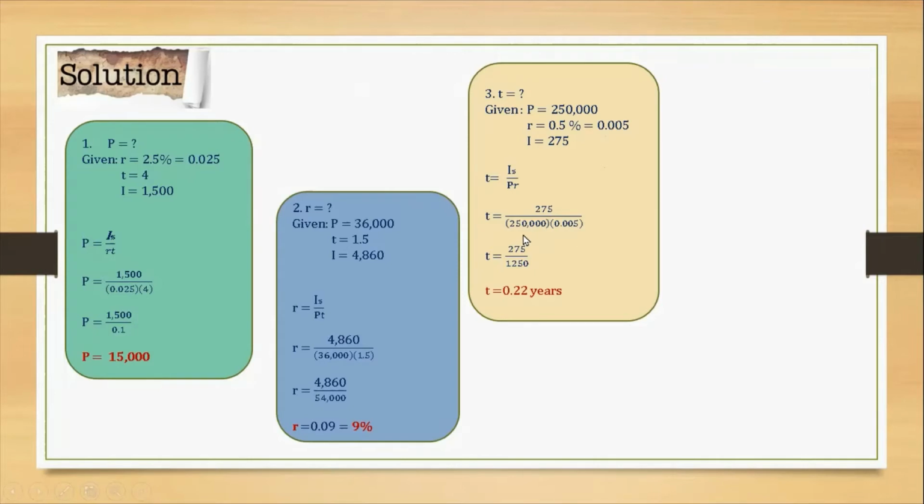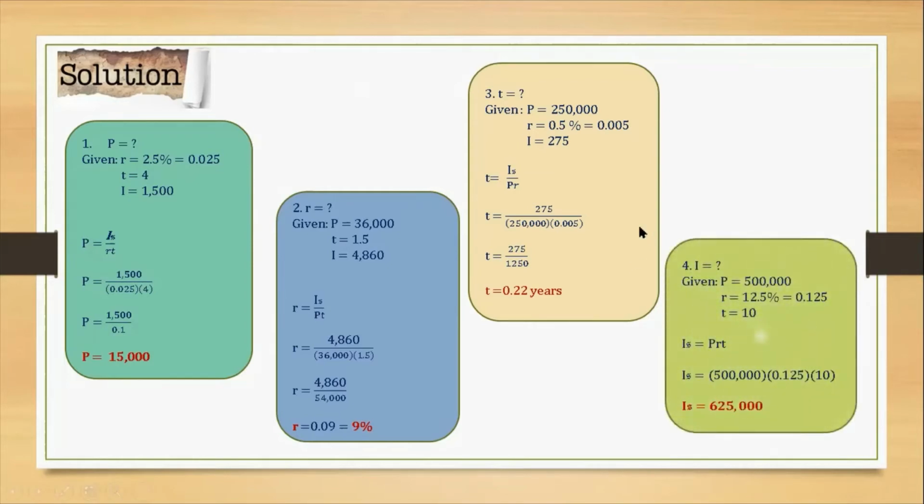And after that, operate first the denominator. We have 250,000 times 0.005. That's equal to 1,250. And divide 275 divided by 1,250. That's equal to 0.22 years. Therefore, our time is equal to 0.22 years. So that is the answer.